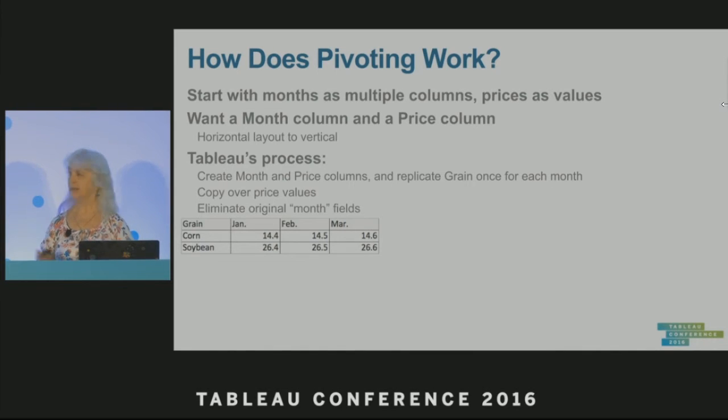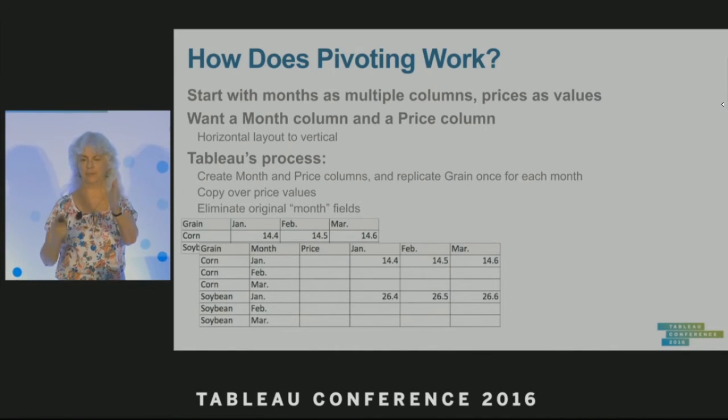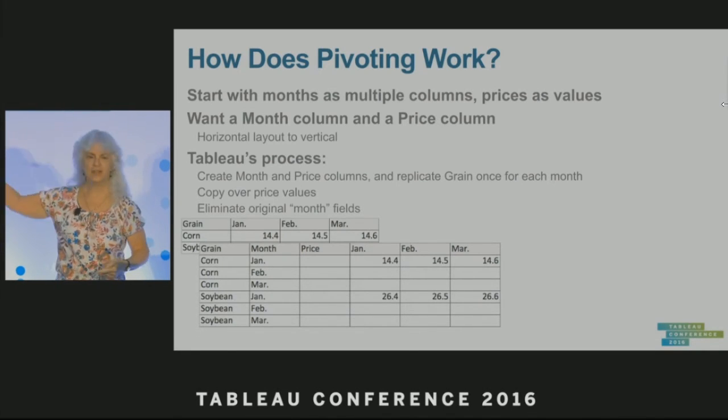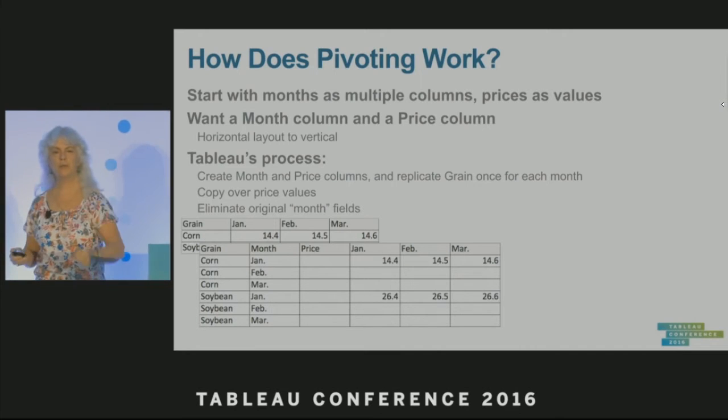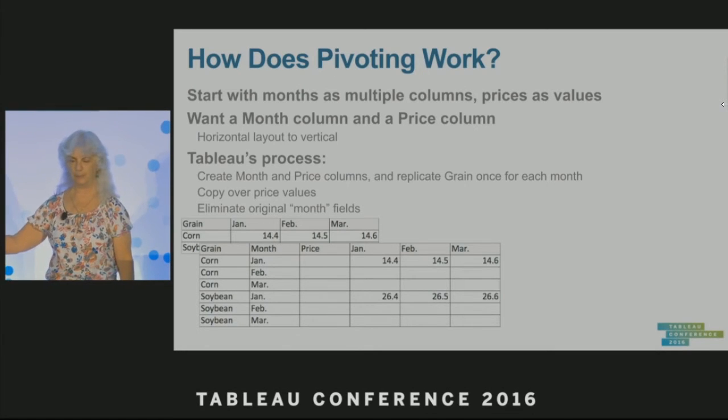The way Tableau does this is if we start out with the table looking pretty much like the way we have it here, step one is to create a month column and a price column. And then to take each of those fields that we said we wanted to pivot, all of those months, and plop them into the month column. Now this is going to require replicating each of the original records, in this case 12 times, so that there's one for each of the months. So in this example I only did 3 months, so you can see corn appears 3 times, soybeans appears 3 times for each of the months that are in this example.